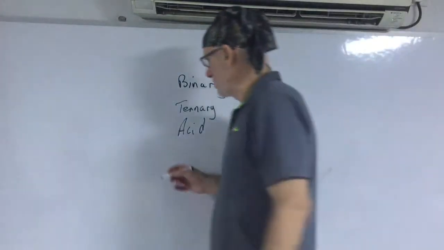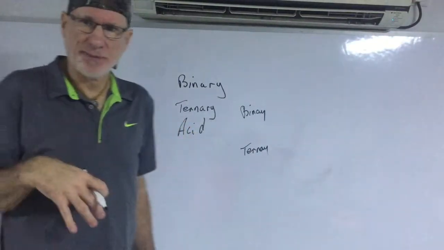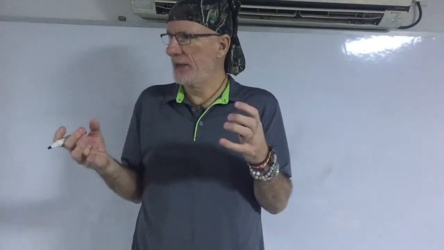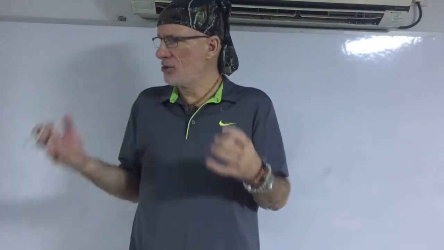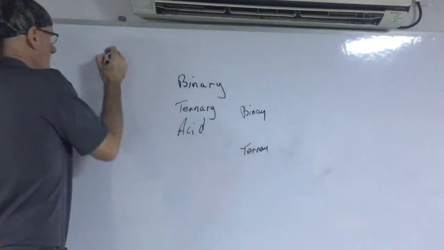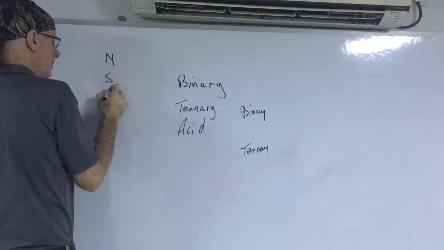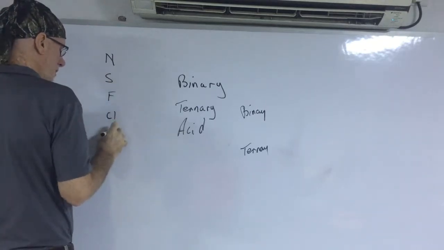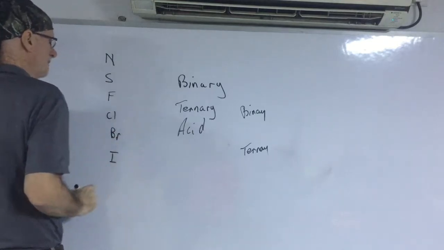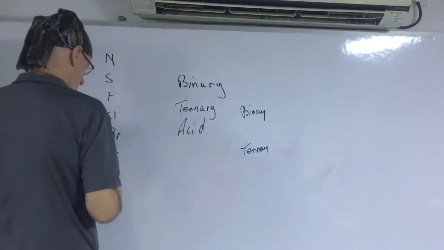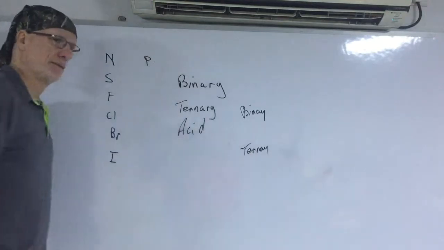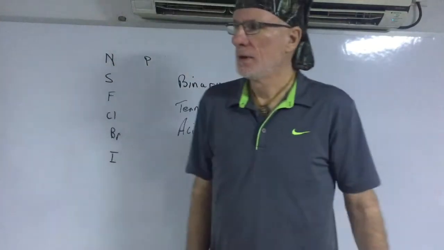Yes? So let me just put down a bunch of elements that the charge is understood. We're going to pretend it's understood to be there. I'm not writing down neutral atoms, okay? Nitrogen, sulfur, fluorine, chlorine, bromine, iodide. All right, and phosphorus. Those are elements.